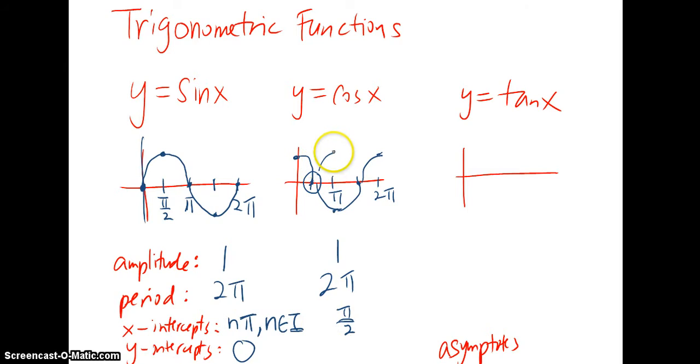And then it repeats every pi. You can see here, every pi it will repeat. So you say plus n pi. So this is how you describe a cosine graph. Whereas the y-intercept will hit the graph at 1.